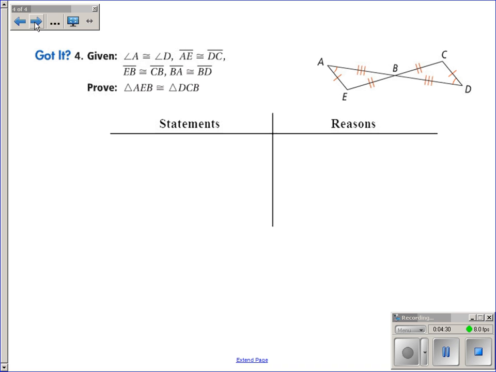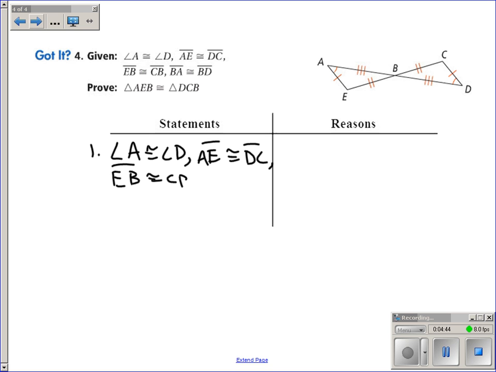So I'll start, like I do always, with the given. Angle A is congruent to angle D. AE is congruent to DC. EB is congruent to CB. And BA is congruent to BD. Okay, now the reason is it's given. Now it's nice that everything there is labeled for us in the picture.